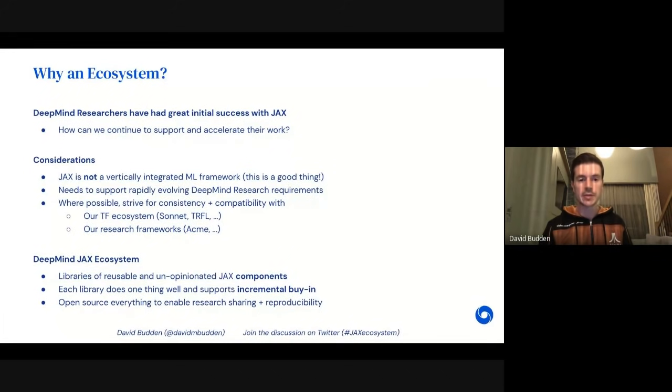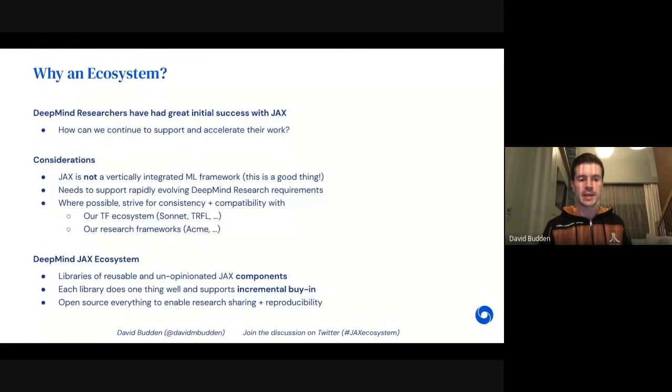There are a few considerations that go into this. The first, as Matteo was just saying, is that JAX is not a vertically integrated machine learning framework. This is a strength. It does a core set of things very, very well. And what we want to do is continue to build our own libraries on top to make this specific to machine learning research and our particular needs. Whatever we build needs to support our rapidly evolving requirements, for instance, a specific focus on reinforcement learning, among other things. And where possible, we want to strive for consistency and compatibility with frameworks and tools that we've released in the past, for instance, that are compatible with TensorFlow, things like Sonnet and Trfl.